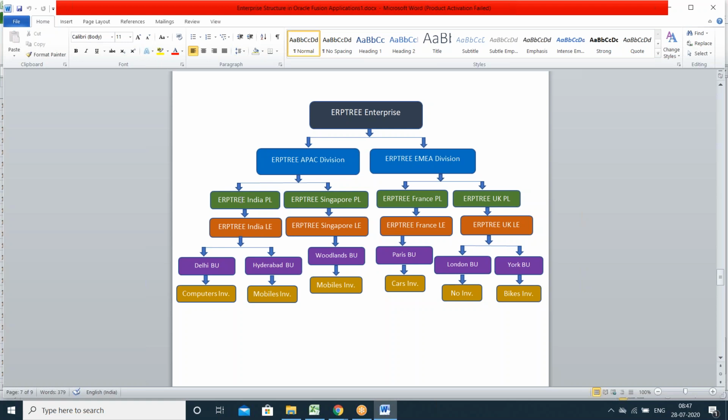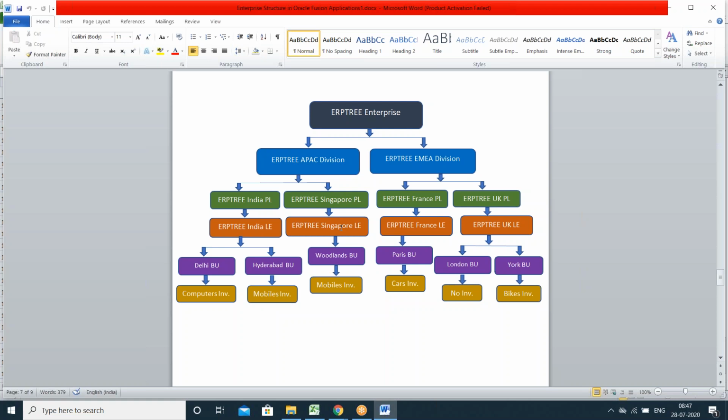Under this APAC division, these are the two countries where they are operating the business. Accordingly, for each country one primary ledger. To operate the business in India, they have a registration. For that we have the ERP Tree India legal entity. And within India, they are running the business in two locations. One is Delhi, the other one is Hyderabad. For Delhi, they have one inventory called computers. For Hyderabad, they have a mobiles inventory.